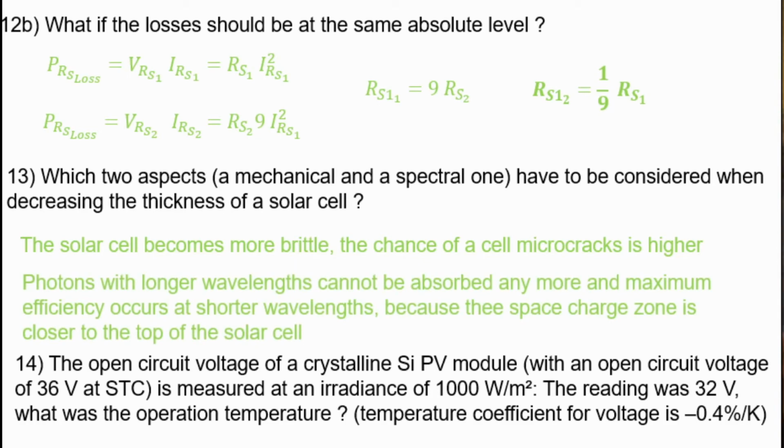More of an electrical effect is that the photons with longer wavelength travel farther in the solar cell, and some of them will not even be absorbed anymore, because the solar cell is so much thinner. And also the maximum efficiency is shifted towards shorter wavelengths, because the space charge zone is closer to the top of the solar cell, where you absorb the shorter wavelengths.